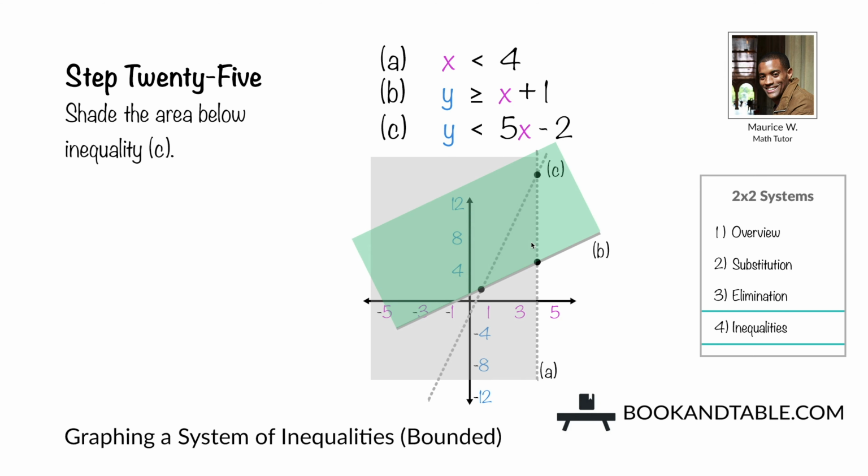And now step 25, shade the area below inequality C. So you go to C here. And since it's less than, you shade the points below that line. And once you've shaded all 3 of those areas, you see the only area where all 3 overlap is on the inner part of these 3 points. So this would be the solution to this system.